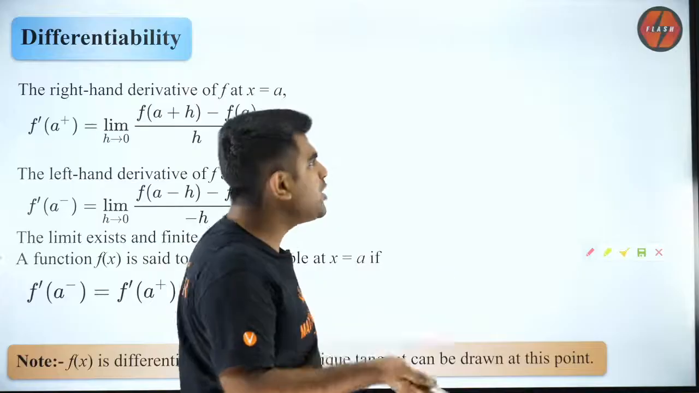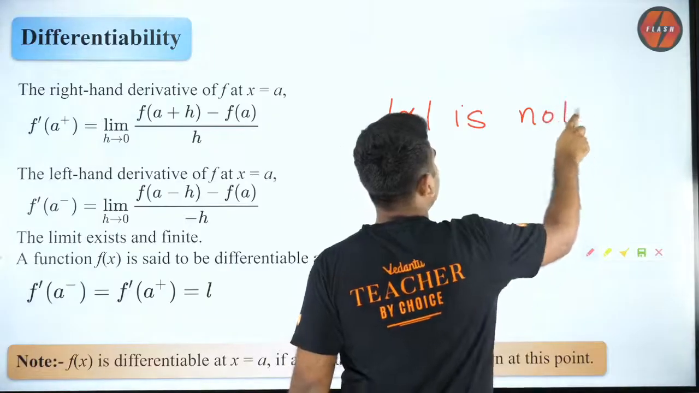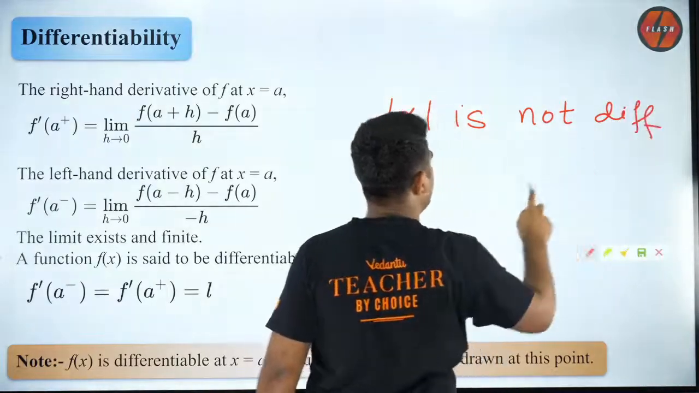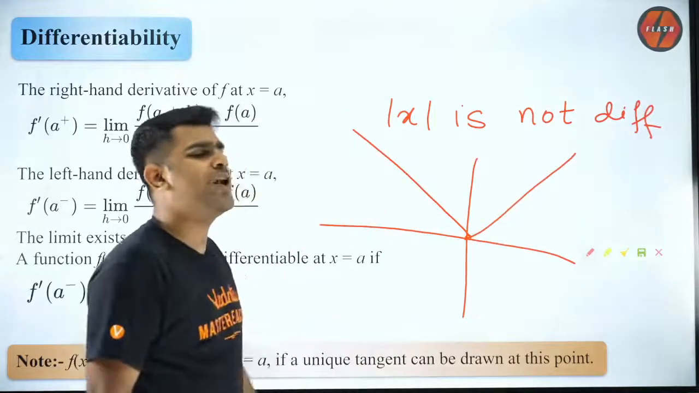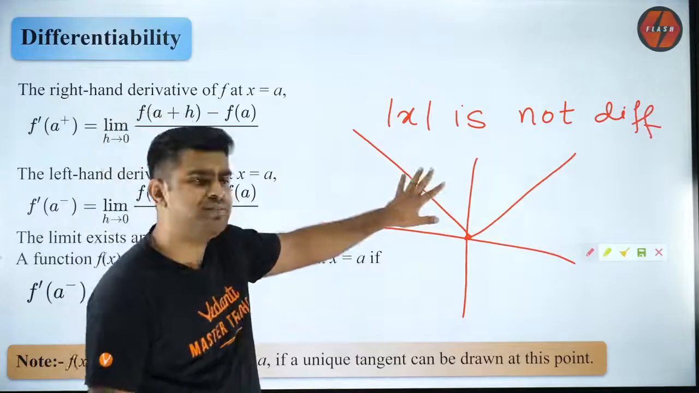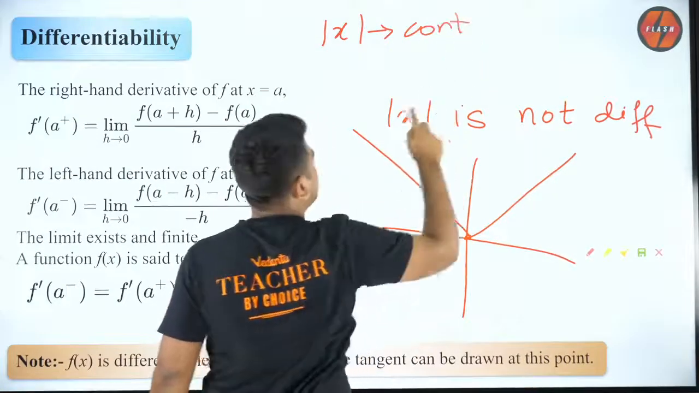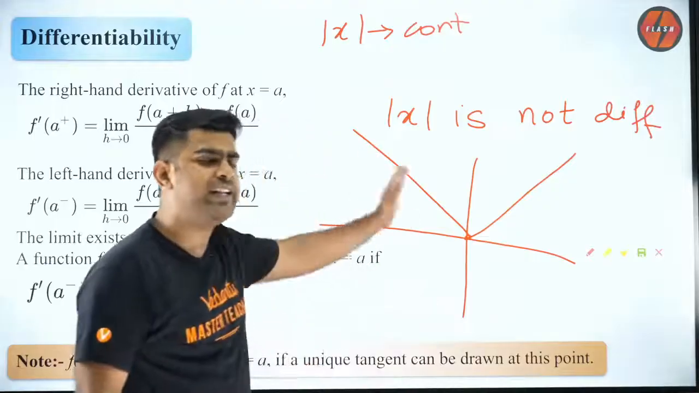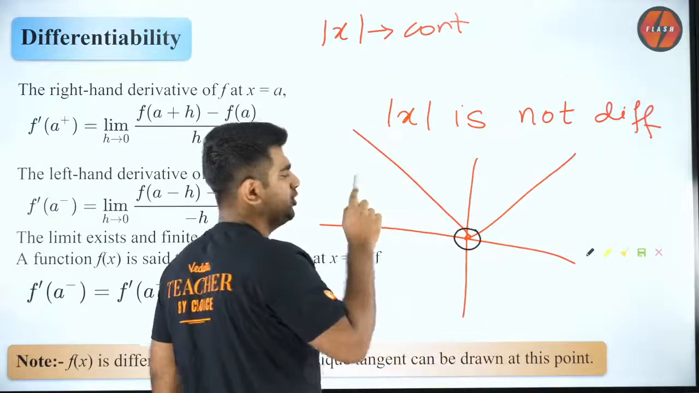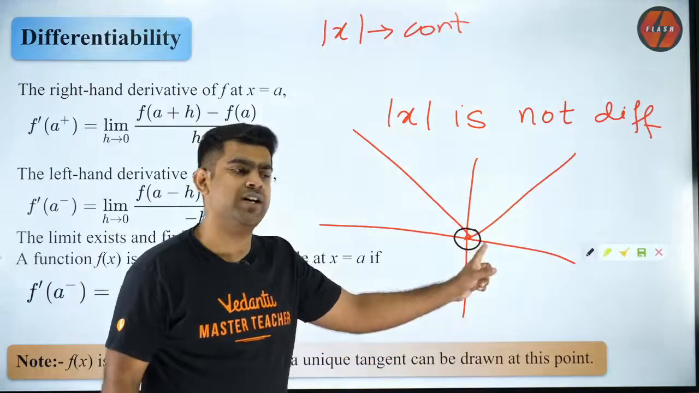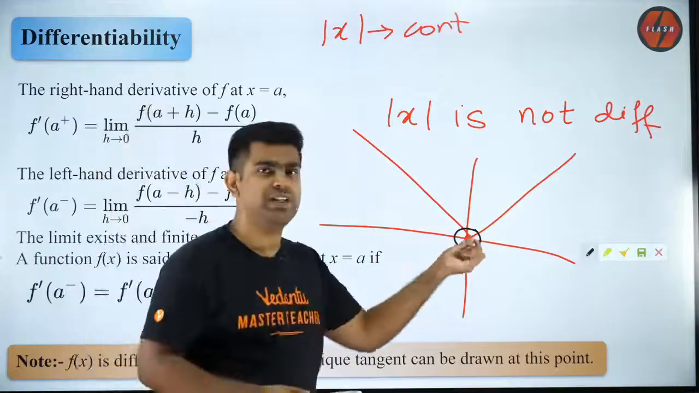So for example, because you know this, you know that mod x is not differentiable. Why? Because we know the graph of mod x. The graph of mod x is going to be like this, isn't it? It is a continuous function. Yes, mod x is continuous because I can draw this without taking my hand off the screen. But it is not differentiable because at this point you have a sharp edge. You see that? You have a very sharp edge over here. So whenever you have a sharp edge in the graph, you will have non-differentiability.